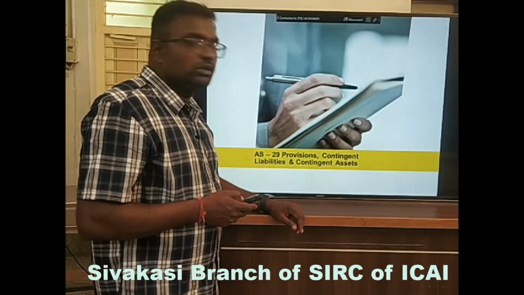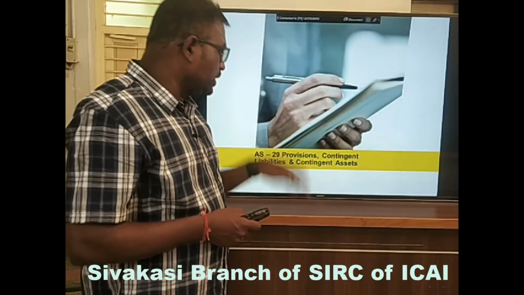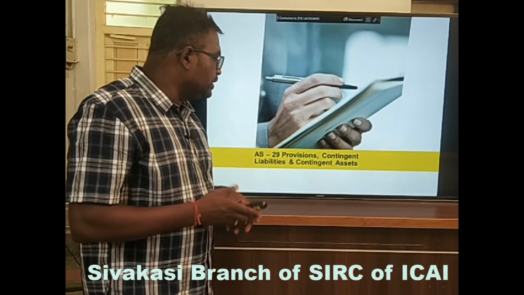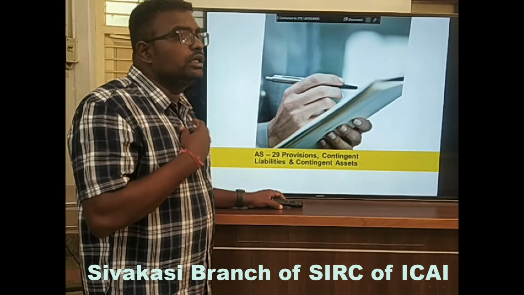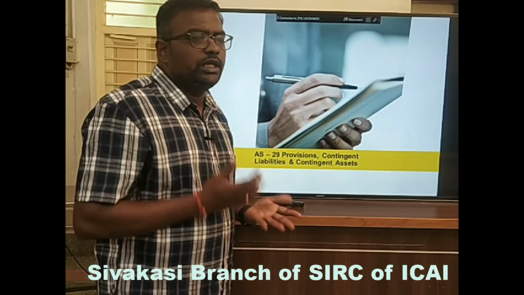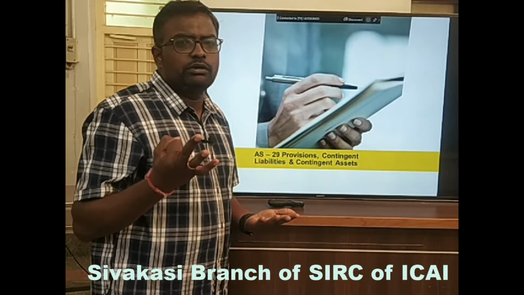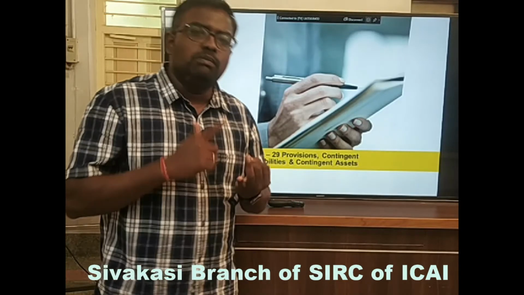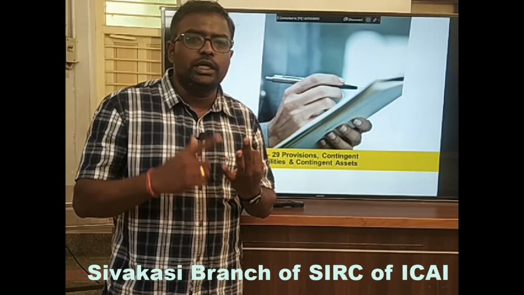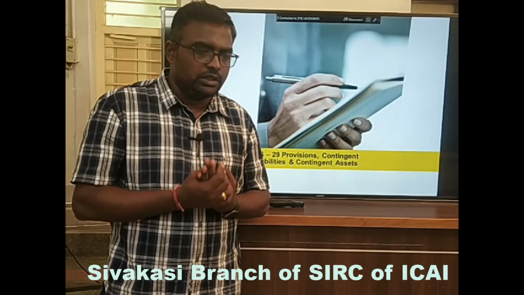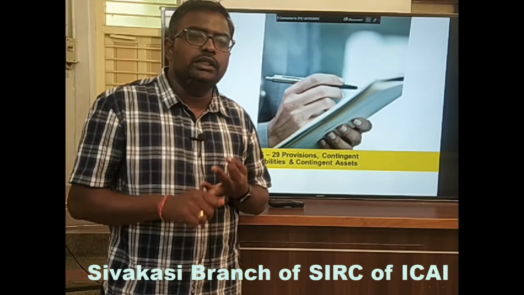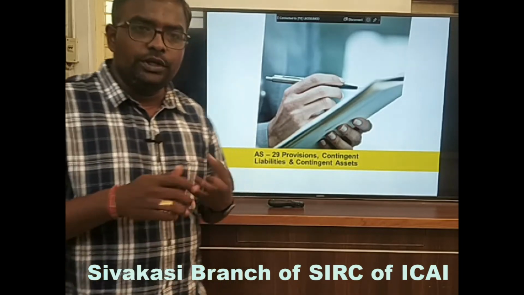So we are moving to the last standard for the day, which is AS 29, which is provisions, contingent liabilities and contingent assets. Before getting into the standard, I would like to briefly summarize it. This standard basically deals with three concepts: probable, possible, remote. In case you have a probable exposure, say any kind of litigation, you have to create a provision in the books. Possible, you have to create a contingent liability. Remote, no need to do anything.